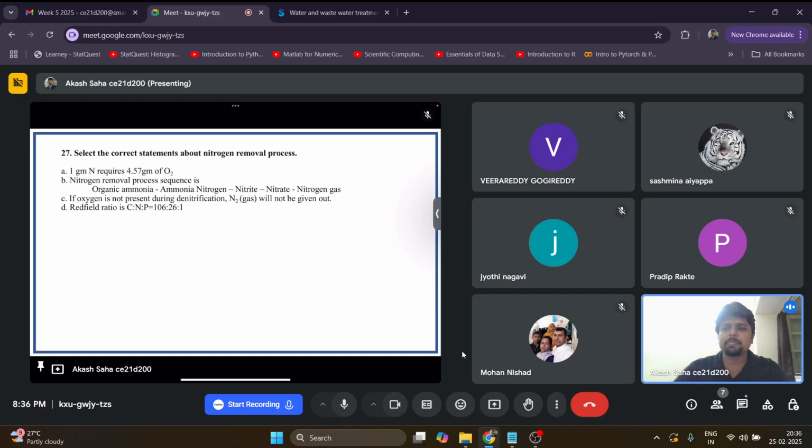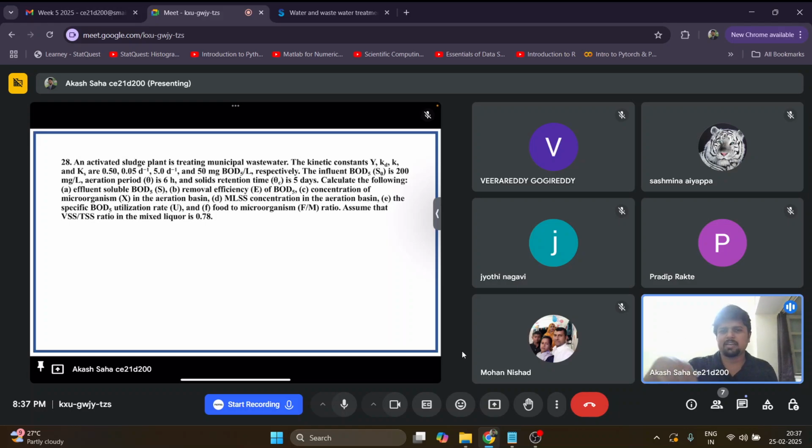Option B is also correct because organic nitrogen will be changed to ammoniacal nitrogen, then after oxidation to nitrite, then immediately, as it is a spontaneous reaction, it will be changed to nitrate, and then by denitrification it will be changed to nitrogen gas. Whereas the Redfield ratio is actually 106 is to 16 is to 1, not 26. It is 16 is to 1. Okay, so options A and B are correct.